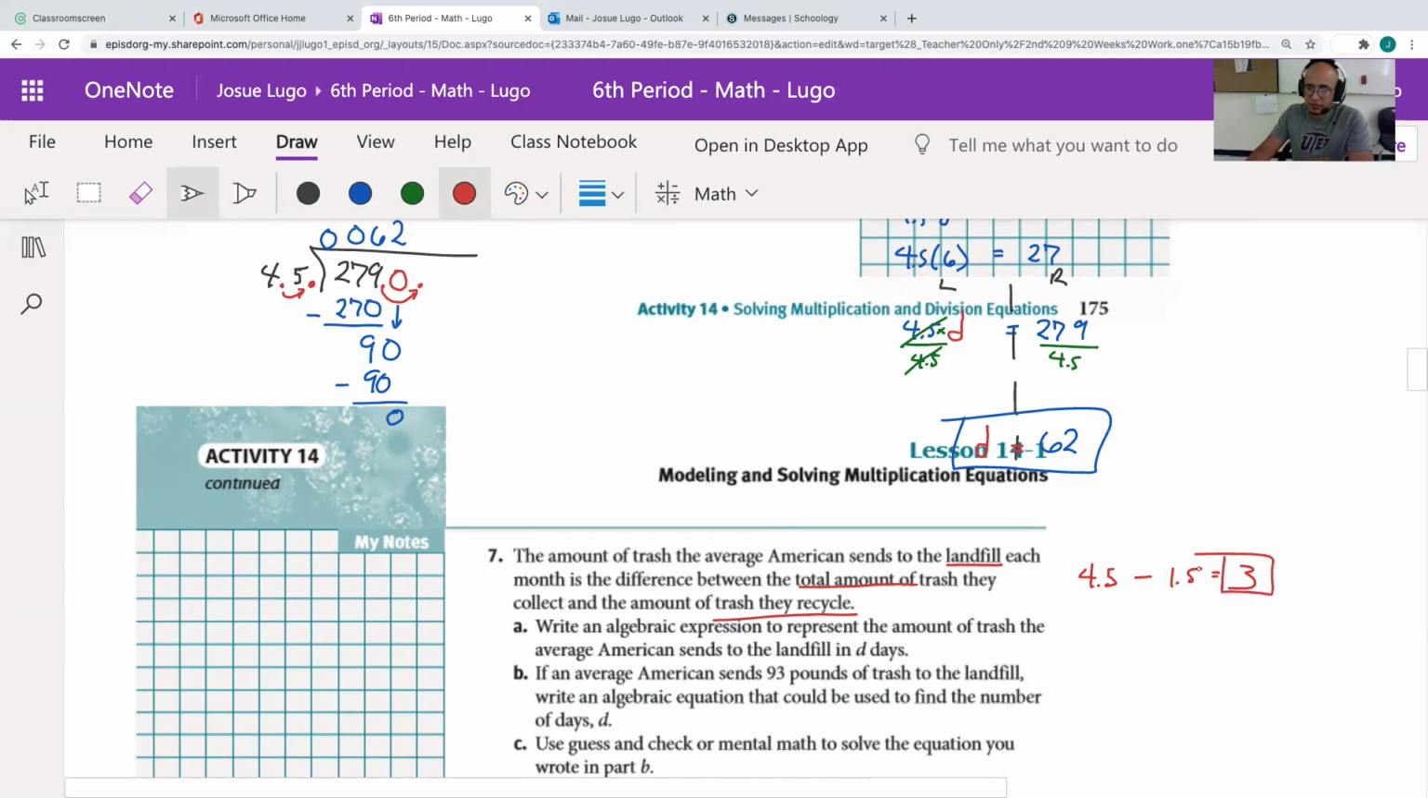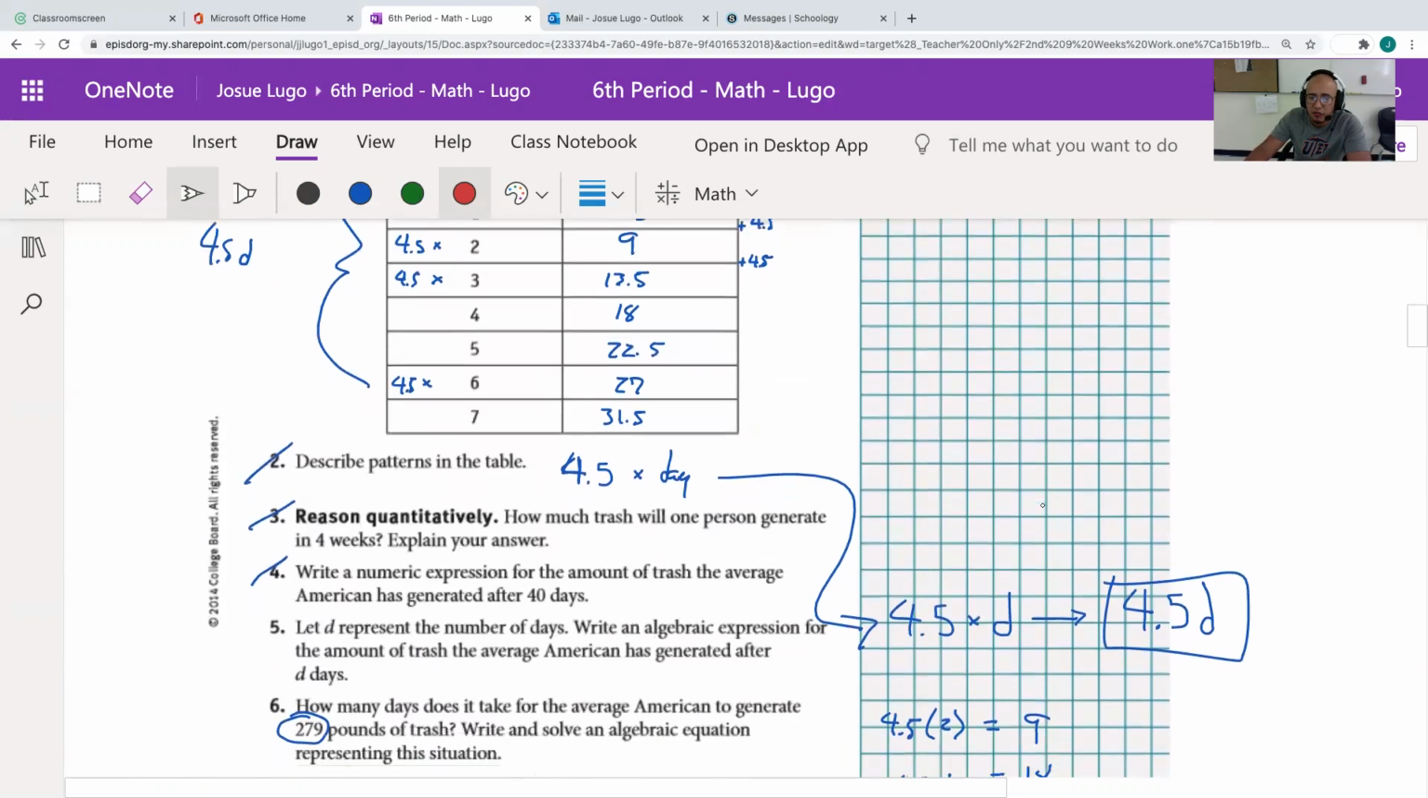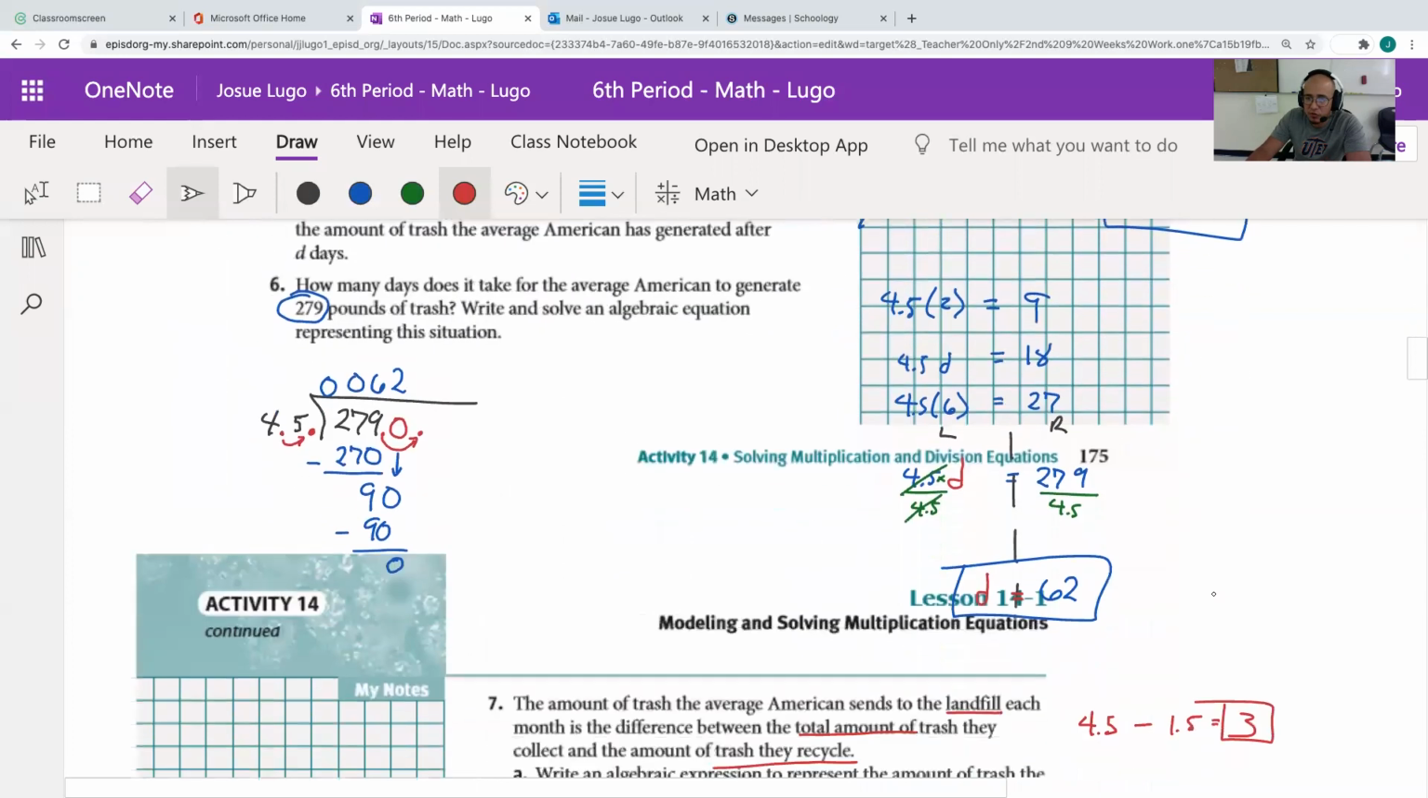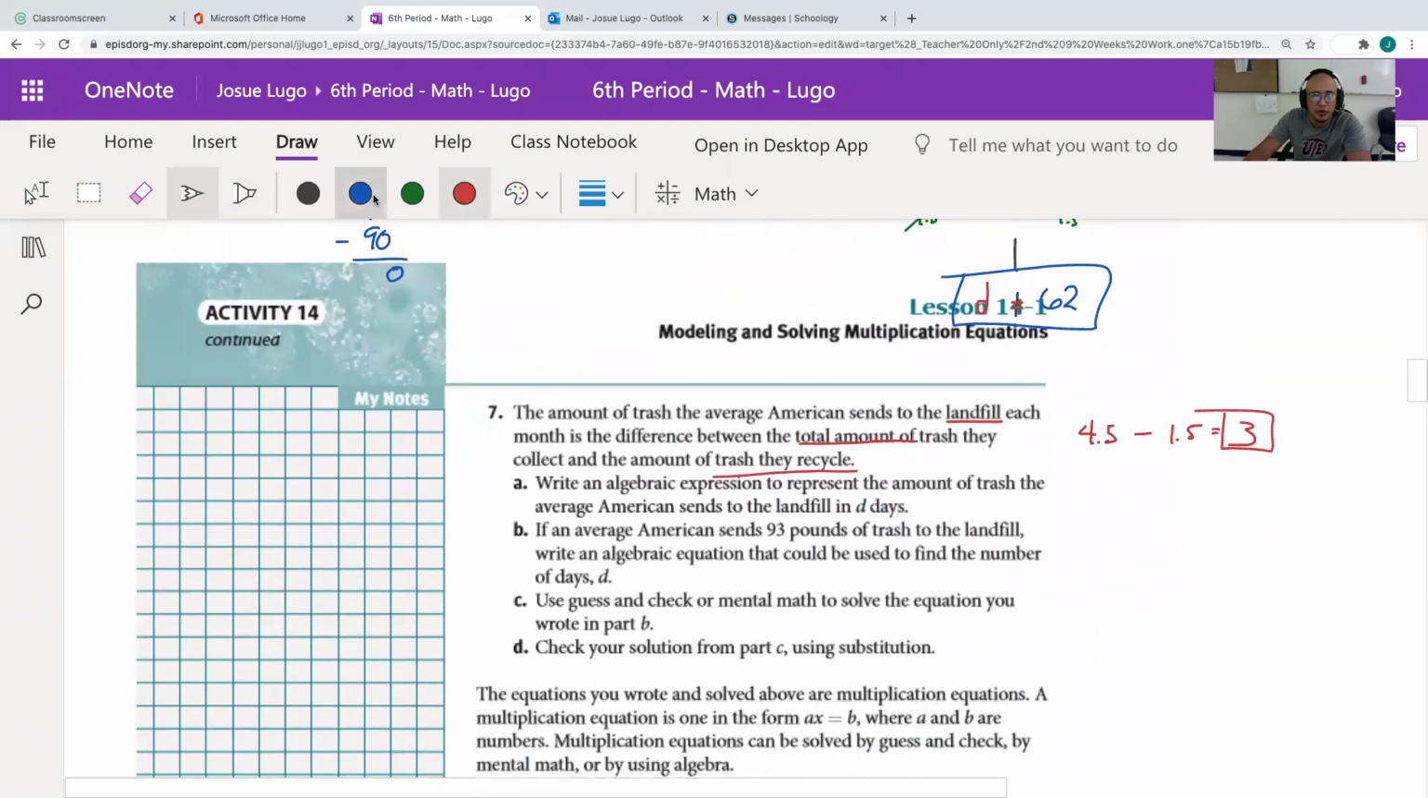So just know that we're going to be using that. So instead of using the expression 4.5 times the day, we're going to use the expression 3 pounds times the day. That is my new algebraic expression, 3D. Instead of 4.5D, we're going to use 3D. That's it. That's 4a. 4b.